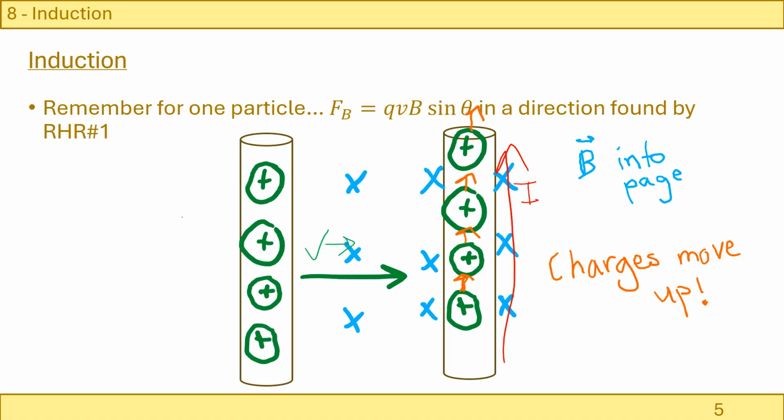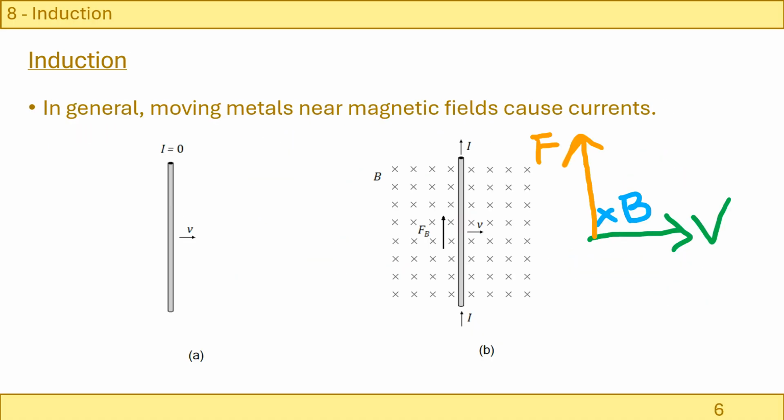Okay, and in this case, these positive charges moving to the right are going to feel an upwards force, and so there will be a sort of upwards current. And so yeah, if you have a wire and it enters a magnetic field, then it is going to create a current in the wire. In general, moving metals nearby magnetic fields can cause currents. Notice that actually, even though this thing was not connected into an entire circuit, you can still have movement of current where the charges inside the metal move around.